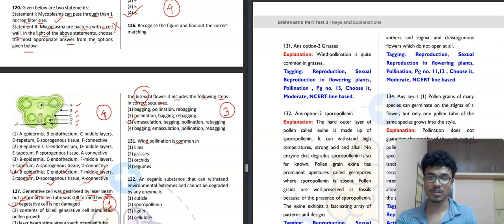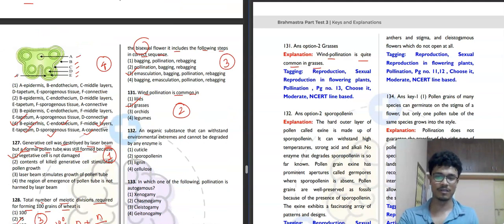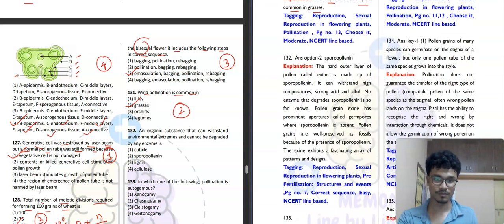Wind pollination is common in lily, grasses, orchids or legumes. It is clearly written in NCERT that wind pollination is quite common in grasses. So your second option will be your correct answer for this question. You need to remember this kind of data. You have no choice. Moving towards the next question, 132.